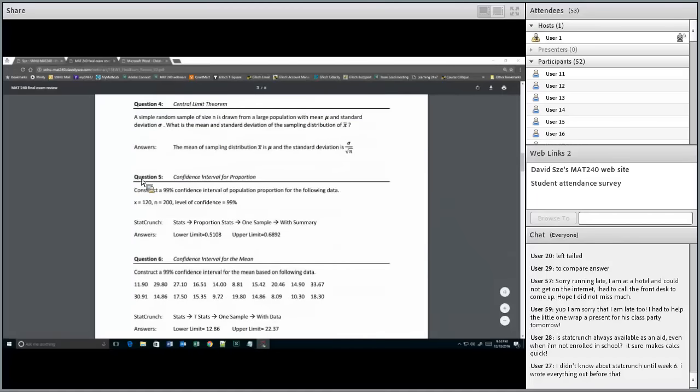Okay, so now we go to question 5. Now, confidence interval for proportions. So this is where the fun starts. So we have to construct a 99% confidence interval of population proportion.